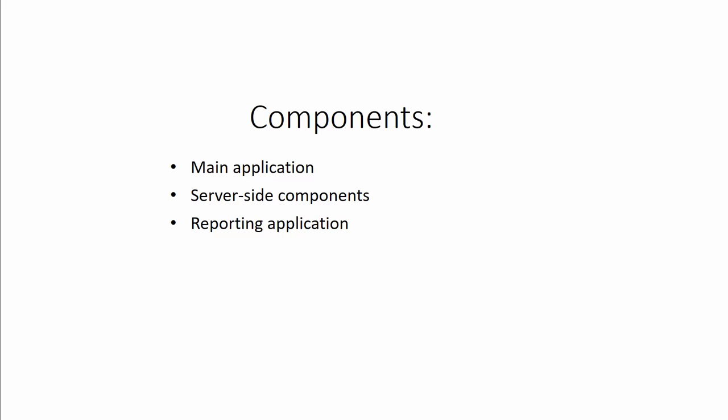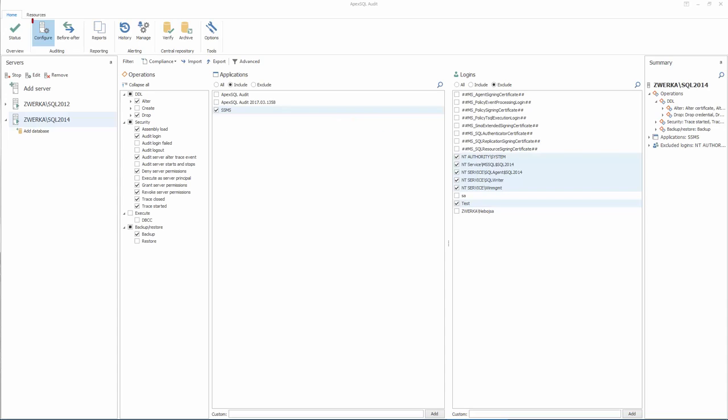ApexSQL Audit consists of three basic components: Main Application, Serverside Components, and ApexSQL Audit Reporting Application. To start with, let's explain the Main Application components. The Main Application is the core of ApexSQL Audit and includes the following. The first component is the User Console, a graphical user interface that is used to configure SQL Server instances auditing via basic and advanced auditing filters, create and manage alerting, create reports, as well as for auditing instances status information, overall configuration, and maintenance tasks.